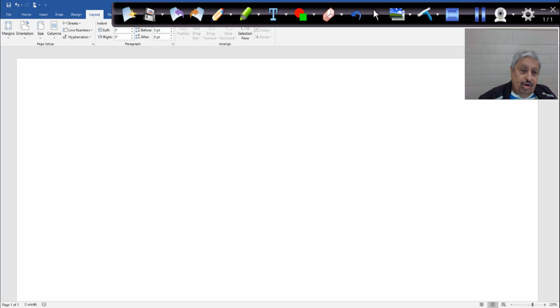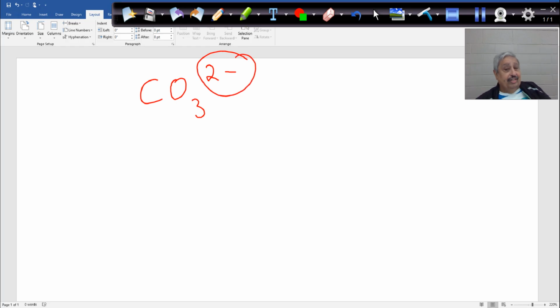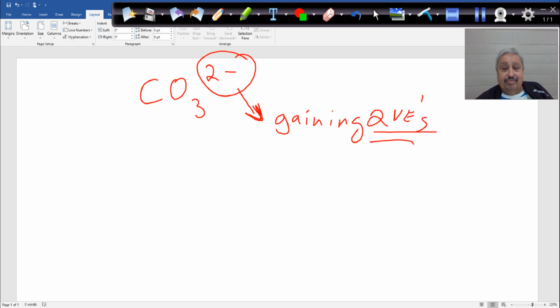So how about if I have CO3 2 minus? Now I have negative charges, which means this one is not losing. Losing is positive, correct? Because if you lose a valence electron, you lose negative charge, then the molecule appears positive. But 2 negative means gaining 2 VEs. So negative means you are gaining more negative VEs, correct?